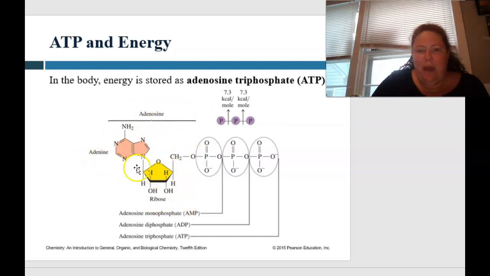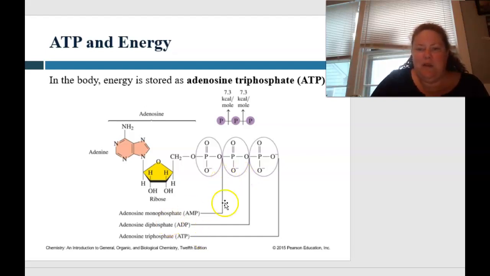So these together make the adenosine backbone, and then the tri means 3, 1, 2, 3. So where the energy is stored in ATP is actually in the bonds between these phosphates, okay? So when we snap one off, it no longer has 3 phosphates, it only has 2. So it becomes ADP, okay?